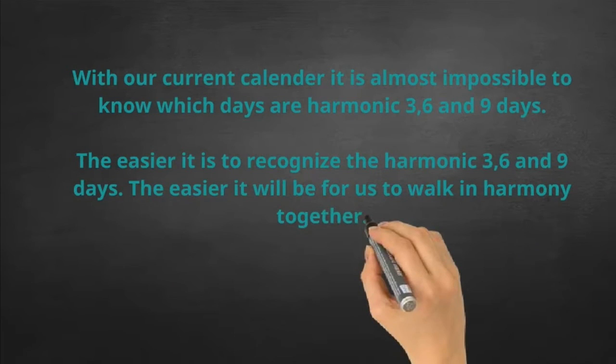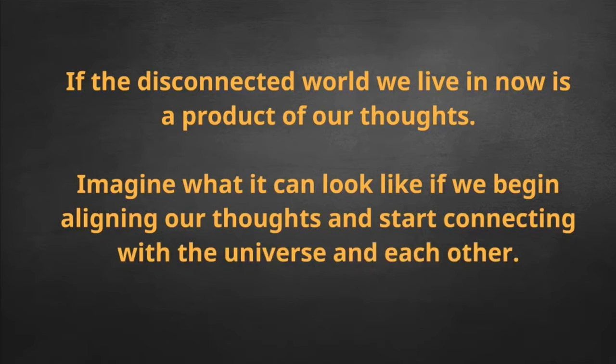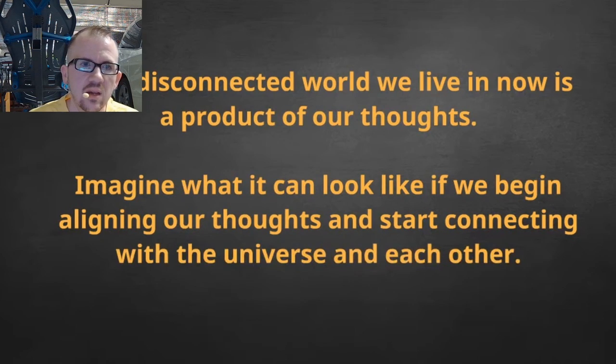With our current calendar, it is almost impossible to know which days are 3, 6, and 9 days. The easier it is to recognize the harmonics of 3, 6, and 9 days, the easier it'll be for us to walk in harmony together. But the system that we have right now, we have no idea when it is a 3, 6, or 9. If the disconnected world that we live in right now is a product of our thoughts, just imagine what it would look like if we actually started aligning our thoughts and started connecting with the universe and with nature and with each other.